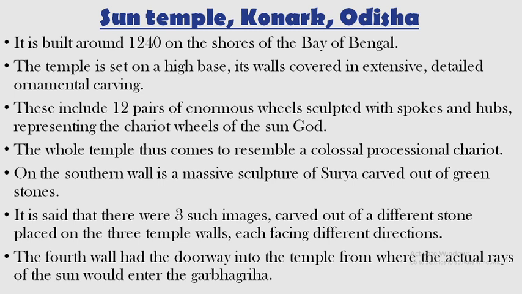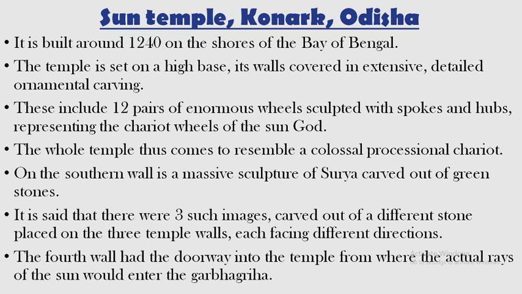It includes 12 pairs of enormous wheels sculpted with spokes and hubs representing the chariot wheels of the sun god, who in mythology rides a chariot driven by 8 horses sculpted here at the entrance staircase. The whole temple thus comes to resemble a colossal processional chariot.